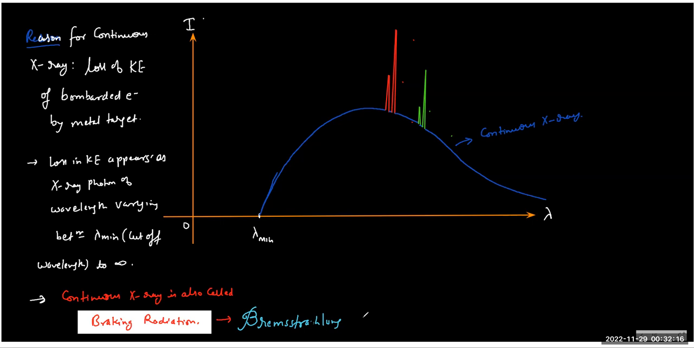So now I'm going to enter the German language. This is called Bremsstrahlung radiation, which means braking radiation. The word is logical. Why is it logical? Because braking means slowing down. So this continuous X-ray is a result of the slowing down of electrons by the target metal. And that's why this is called Bremsstrahlung radiation.